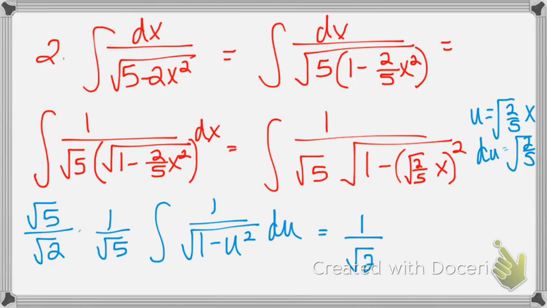One over square root of 2, because that goes away, of arc sine of u, and u was square root of 2/5 x.